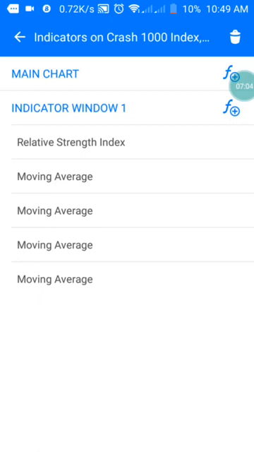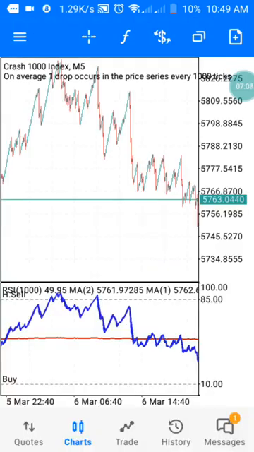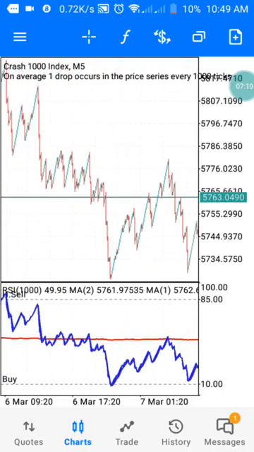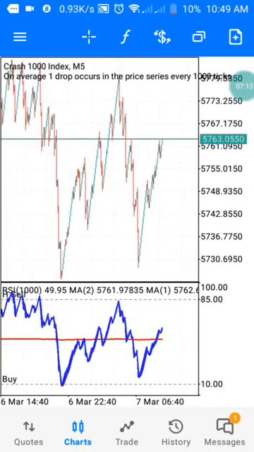So with this, you will have the strategy on your phone. You will have this strategy on your charts. So you can use this to grow your accounts. You can use this to trade daily.